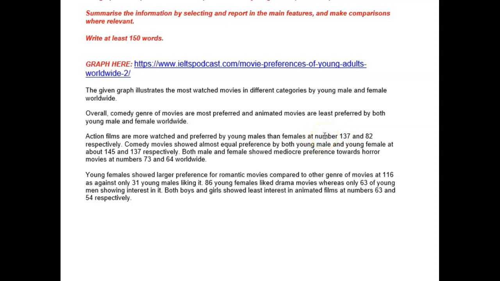Comedy movies showed almost equal preference by both young males and young females at about 145 and 137, respectively. Both males and females showed mediocre preference towards horror movies at 73 and 64 worldwide.